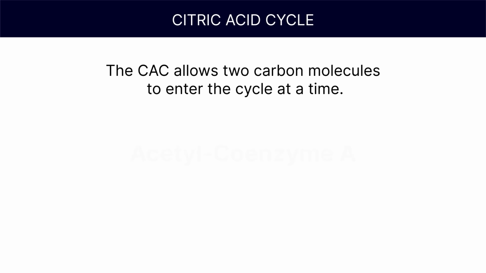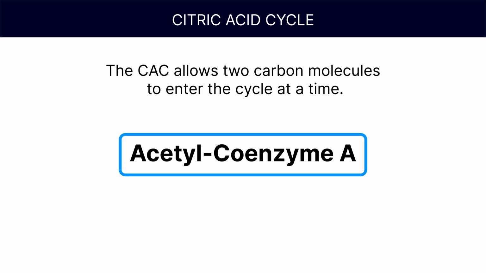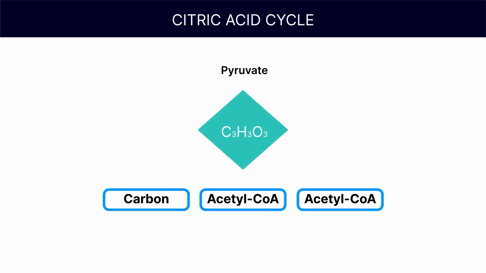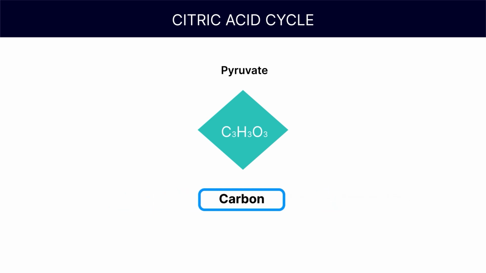These molecules are called acetyl coenzyme A or acetyl-CoA, which are oxidized in the respiration pathway. These two carbons come from the pyruvate that was created from glycolysis. While two of the carbons from the pyruvate enter the CAC, the last carbon of this three-carbon molecule bonds with an oxygen molecule and leaves the cell as CO2.